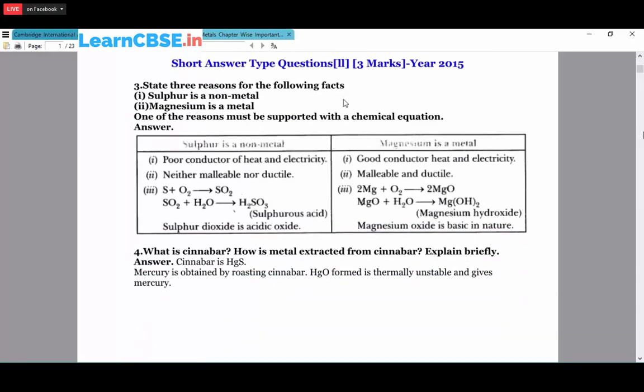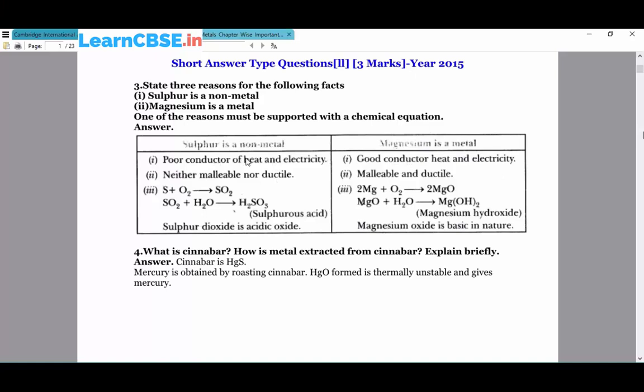State three reasons for the following facts. Sulfur is a non-metal, magnesium is a metal. One of the reasons must be supported with a chemical equation. Okay, so sulfur is a non-metal, magnesium is a metal.